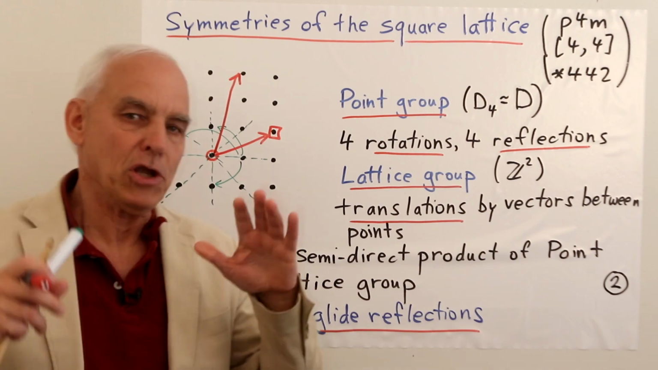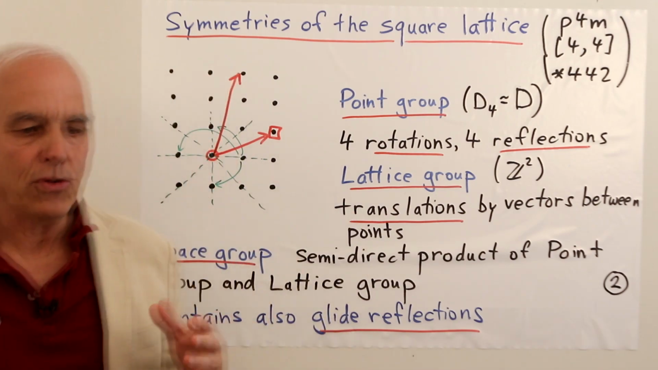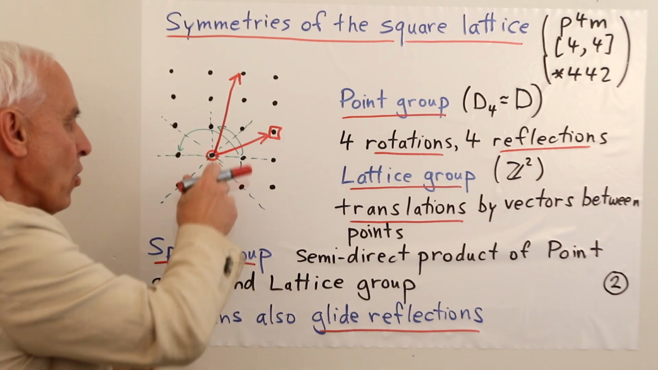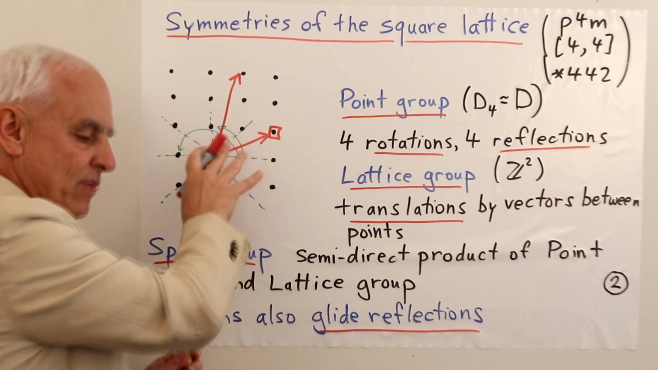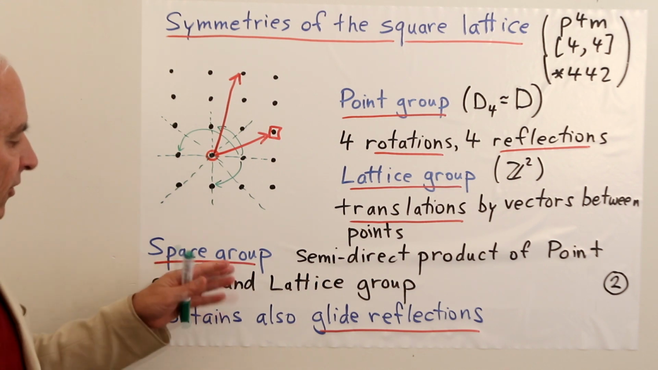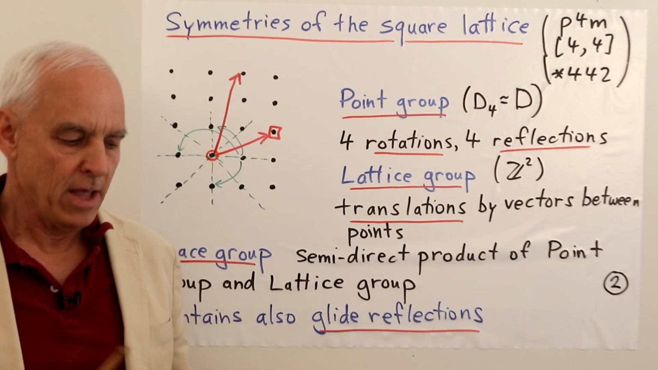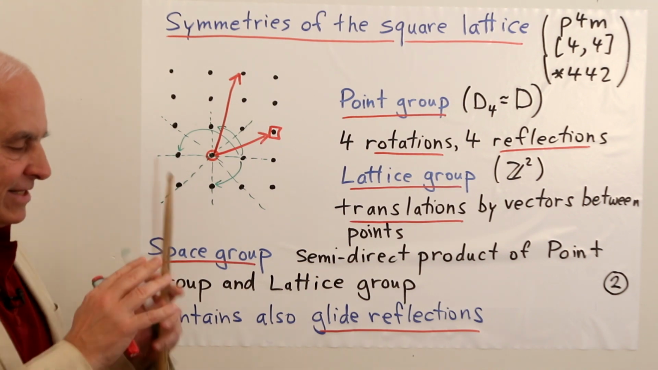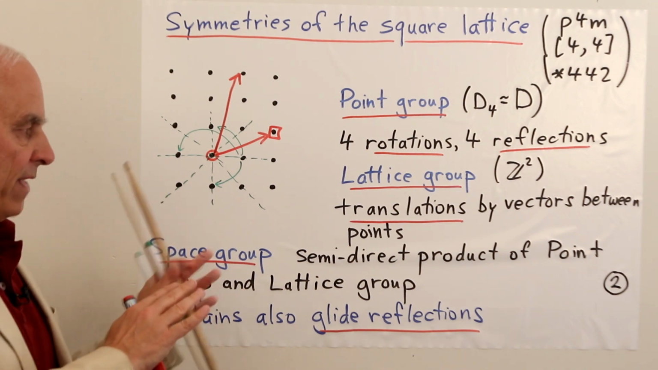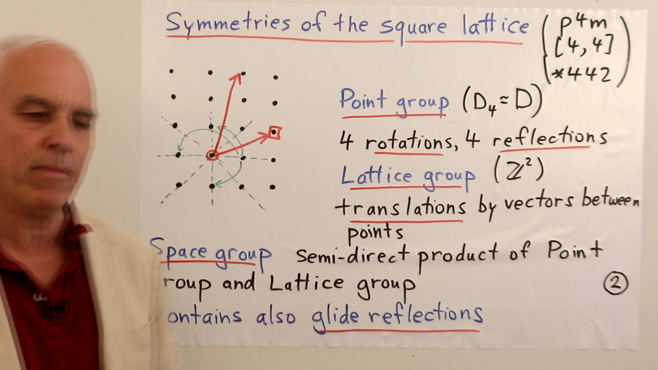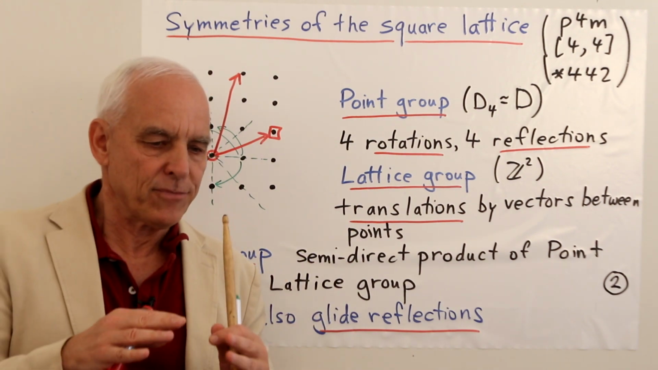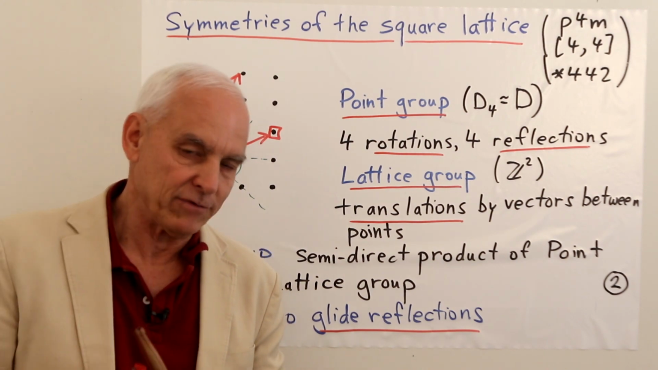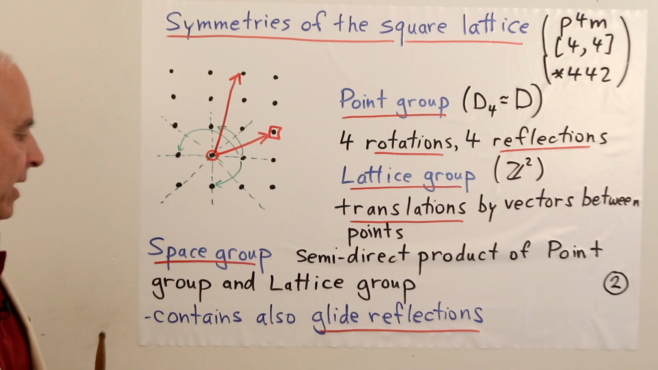And then there's a larger group where you put these two kinds of symmetries together, the local symmetries and the translation symmetries, called the space group. Now, mathematically, this is what's called a semi-direct product. It's a kind of product of the point group and this lattice group, so it's a combination of them. But the way that this product is occurring is a little bit subtle, and I'll have to describe that in a little bit more detail later.